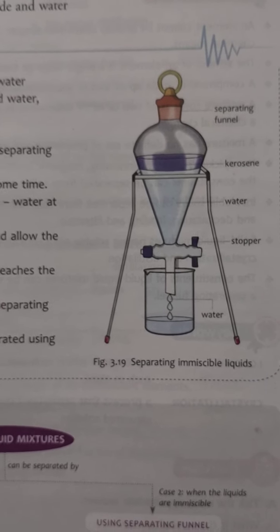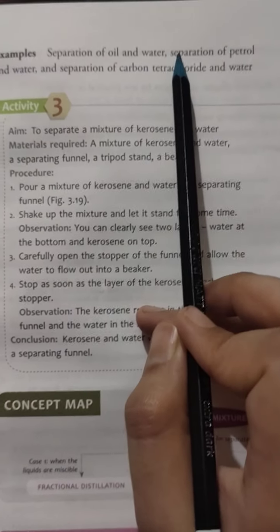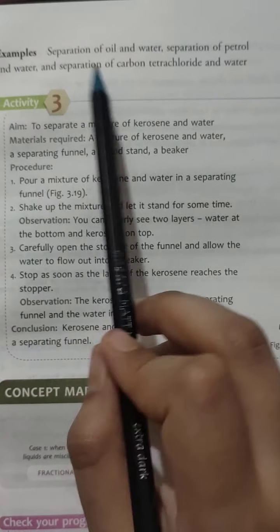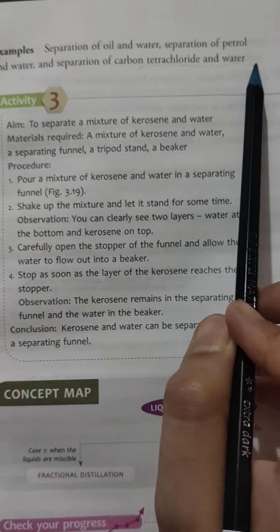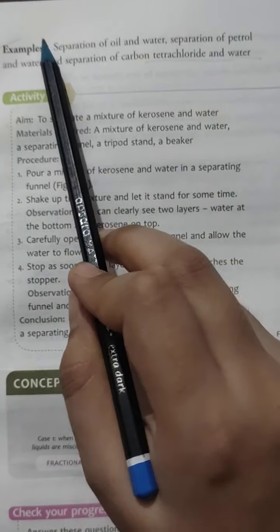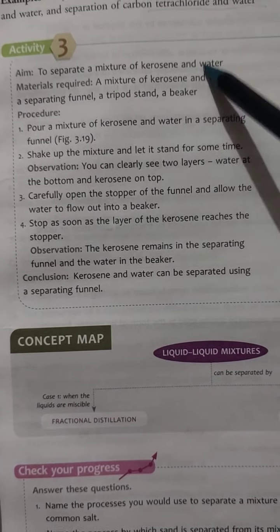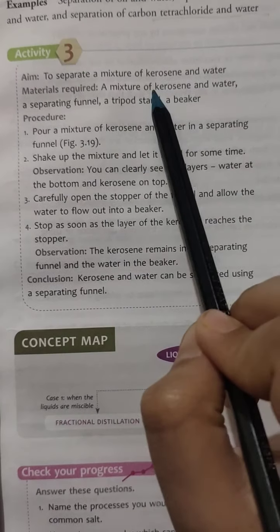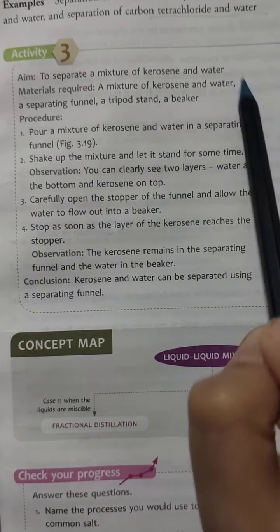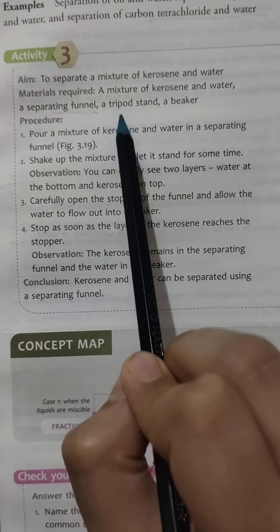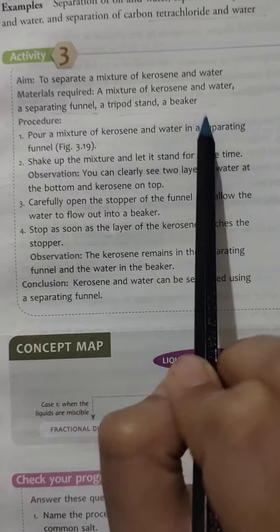these two constituents in a mixture are separated. Example: separation of oil and water, separation of petrol and water, separation of carbon tetrachloride and water. So these are the examples which you have to learn. So activity 3 में वही दे रखा है, केरोसिन और वाटर को हम कैसे सेपरेट करते हैं. तो मटेरियल्स रिक्वायर्ड: केरोसिन, वाटर, सेपरेटिंग फनल, एक ट्राईपॉड स्टैंड एंड बीकर चाहिए.